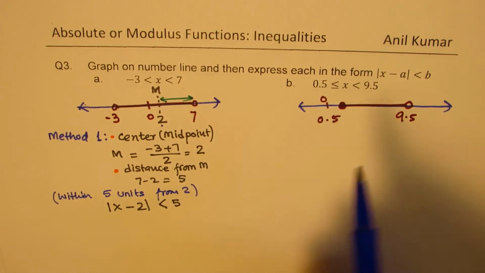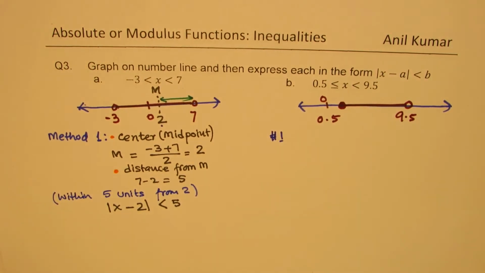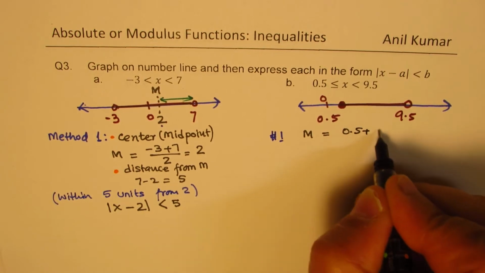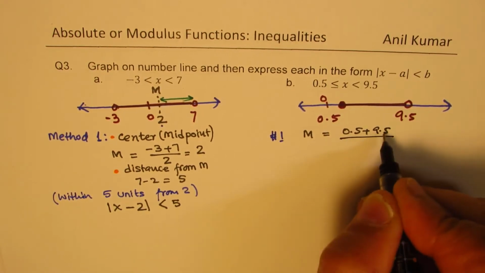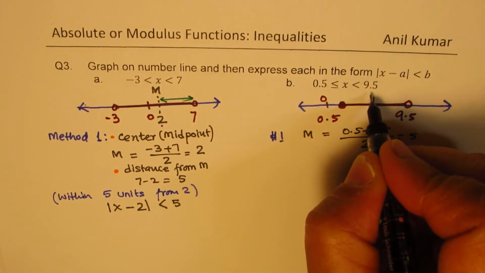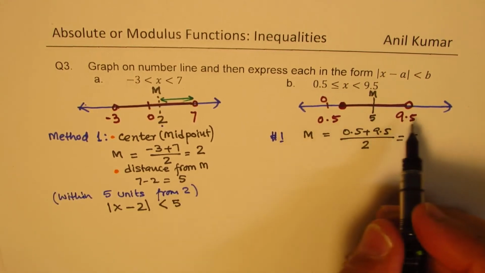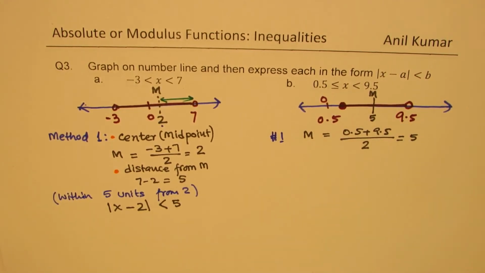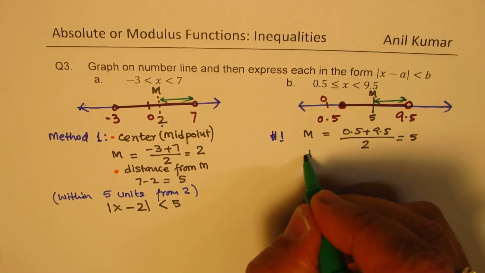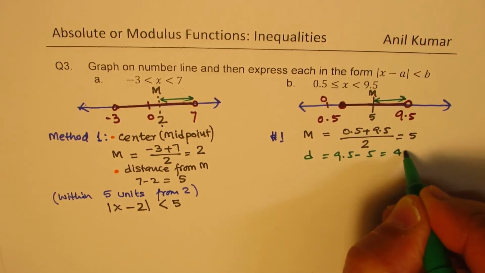Okay, let's apply the method at least. So our method number 1, first step is to find the midpoint. So midpoint m will be 0.5 plus 9.5, which is 10, divided by 2 is 5. So we do get a value for m as 5. Now how much away are we? So the distance between the two is 9.5 minus 5, which is 4.5.